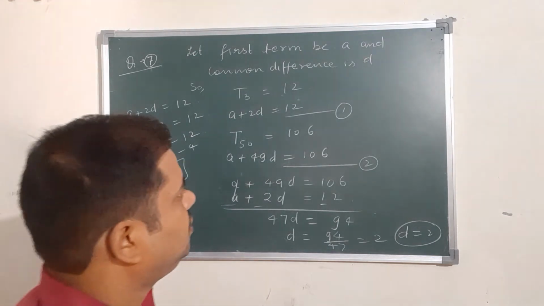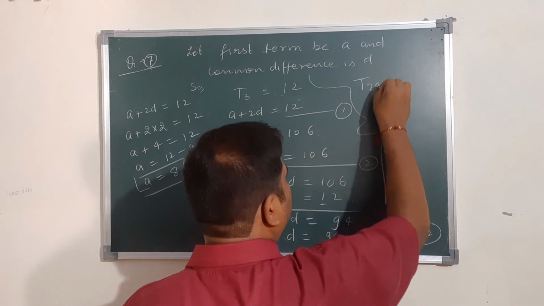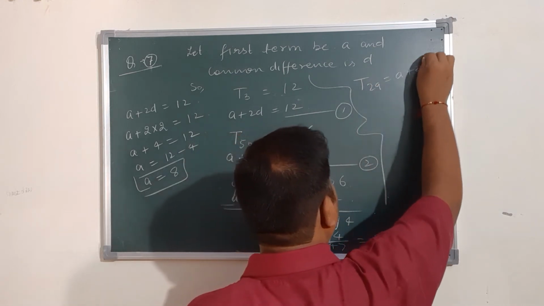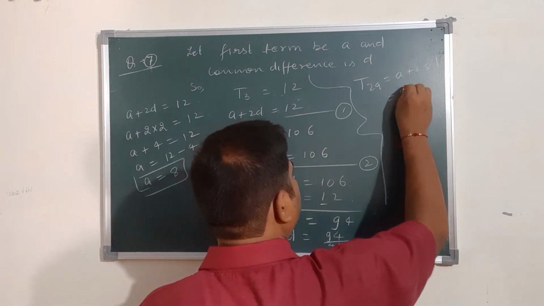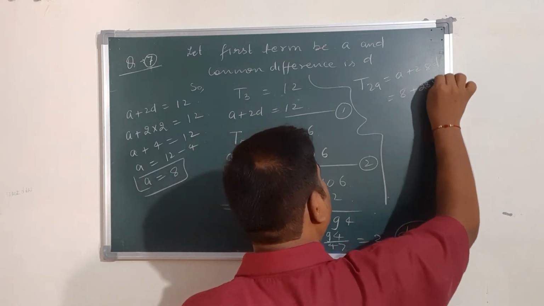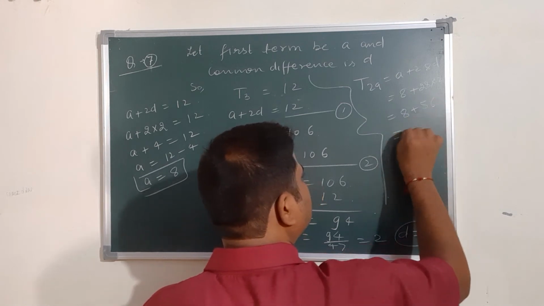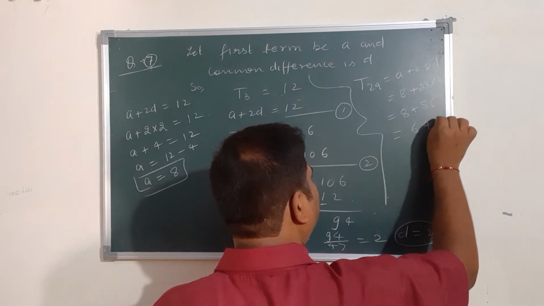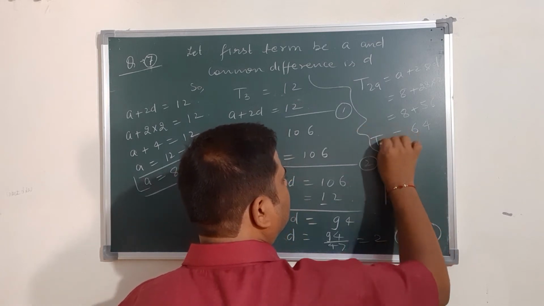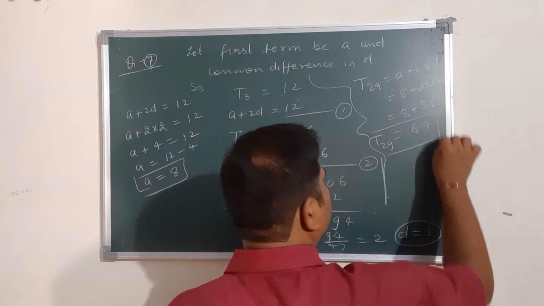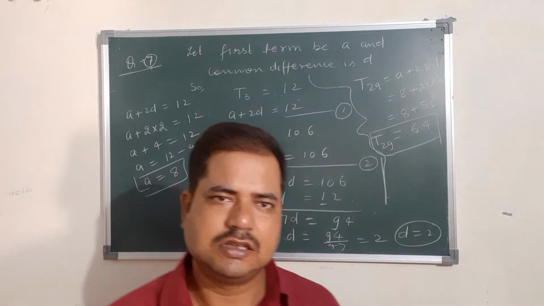Now we need to find T29, that means the 29th term. T29 is a plus 28 into d. So a is 8 plus 28 into 2. So 8 plus 56, this is 64. So T29 is nothing but 64, and this is your answer. Okay.